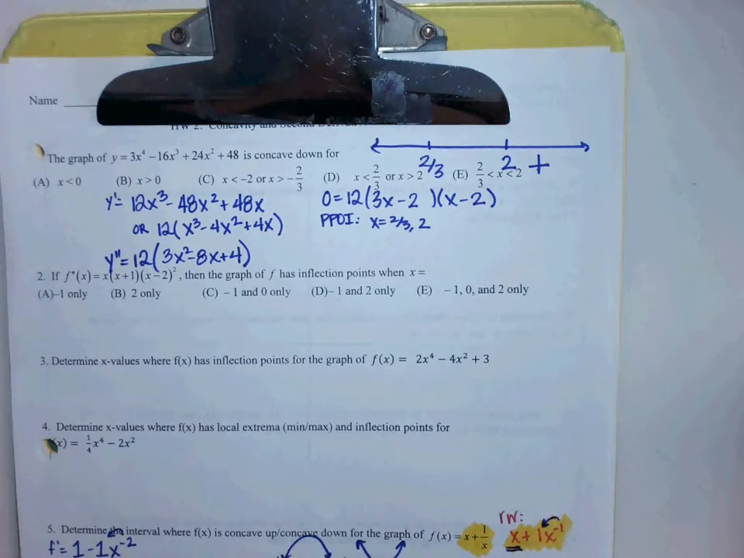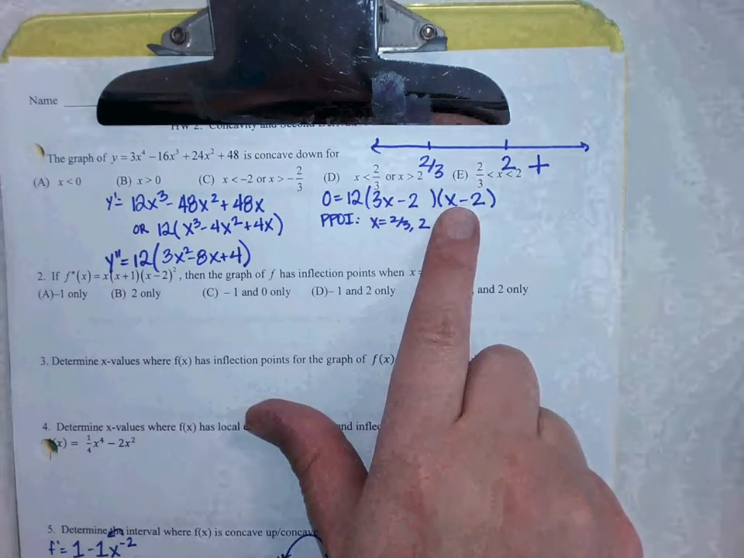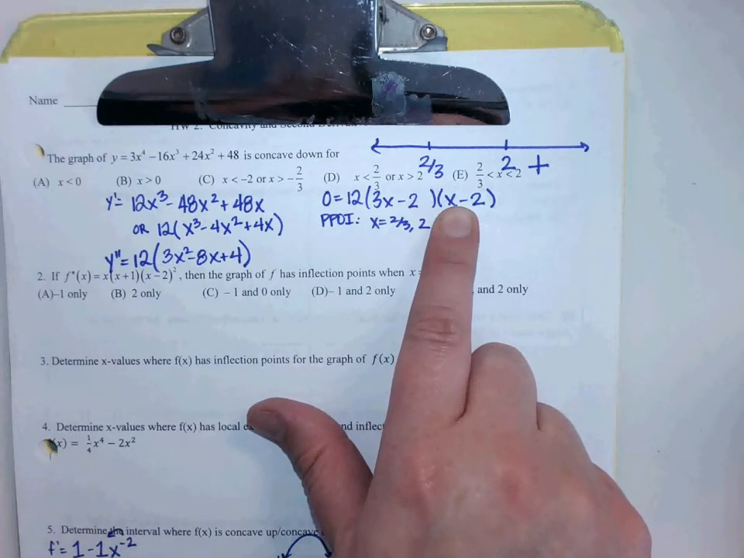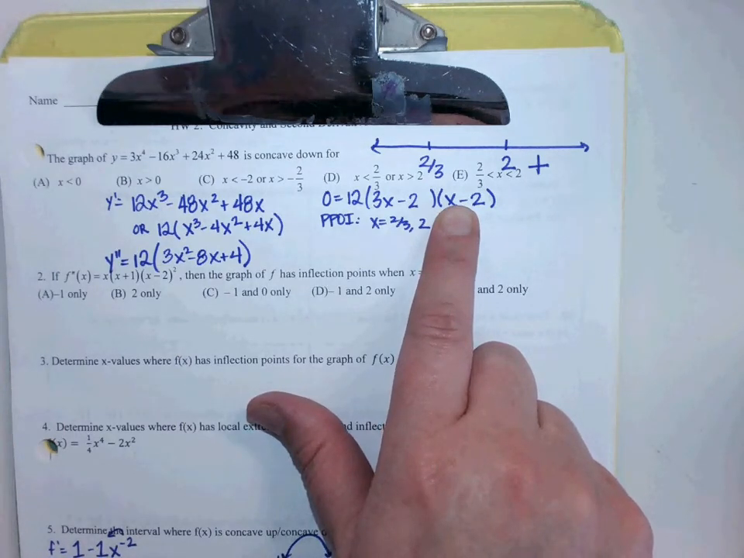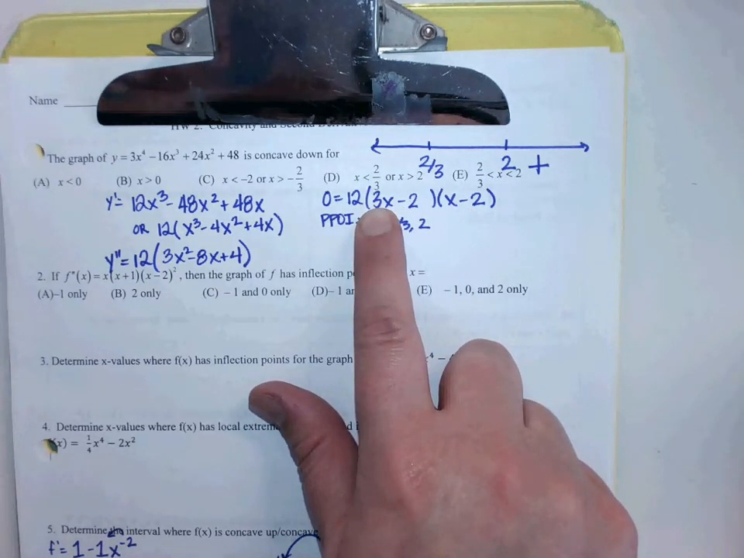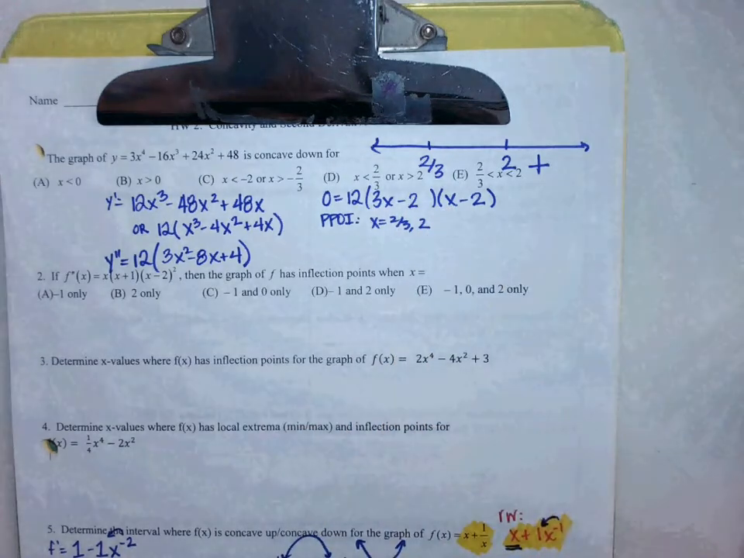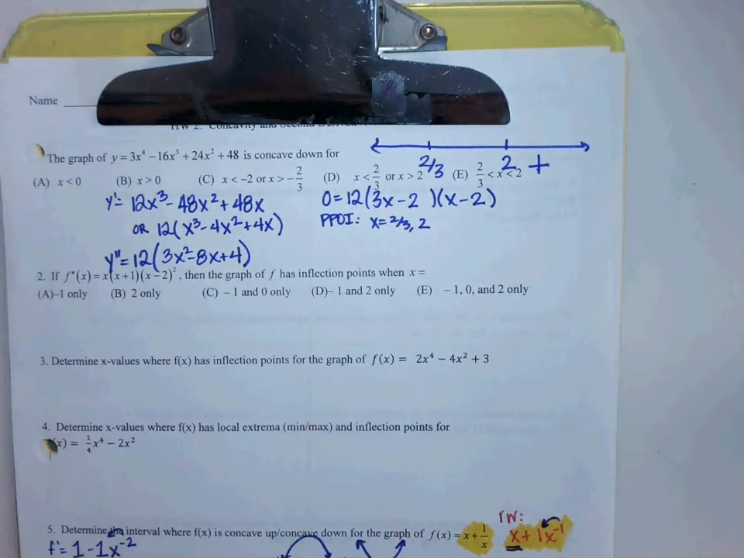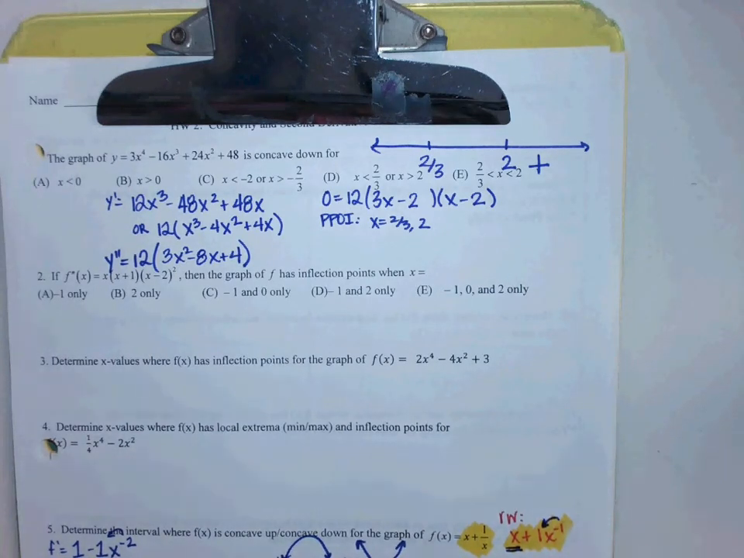Between 2/3 and 2, maybe I pick 1. 1 minus 2 is negative. I was putting it into the first one, but you have to plug into the second one. 3 times 1 is 3, minus 2 is positive. So if I plug in 1, I get a positive on the first parentheses, but I get a negative on the second one. Plug it into the factored form, what we just did.